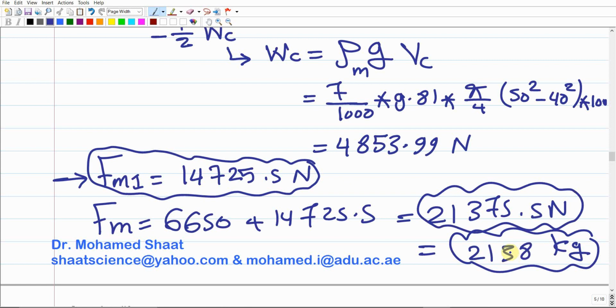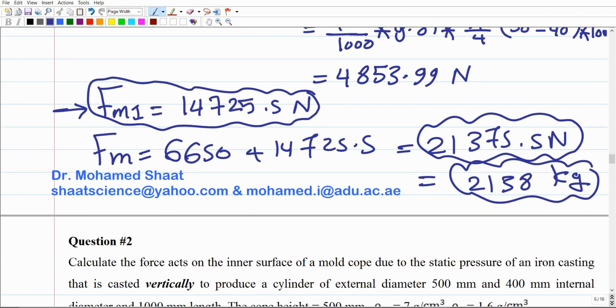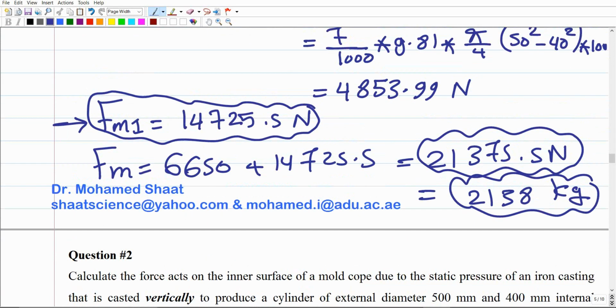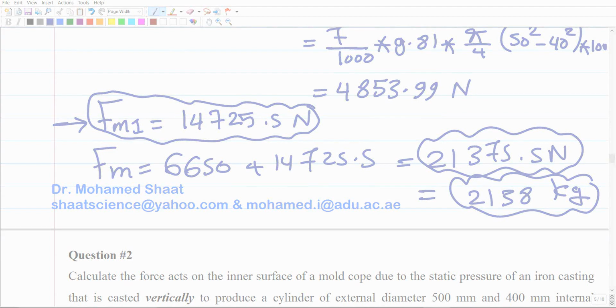It means that the buoyancy force of the molten metal acting on the cube is equivalent to more than 2 tons of mass. It is a very high pushing force, so we have to overcome this pushing during the casting process, and this is for this example here. Make sense?